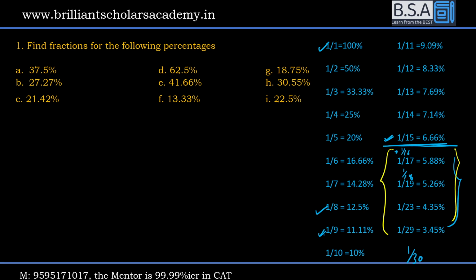Now, all I want you guys to do in the next 3 to 5 minutes is try to create these percentages, these three, based upon these 15 numbers on the right side. Try and create 37.5 percentage, 27.27 percentage, 21.42 percentage based upon what is on the right side. And I have kept these very simple, very straightforward. 37.5%.